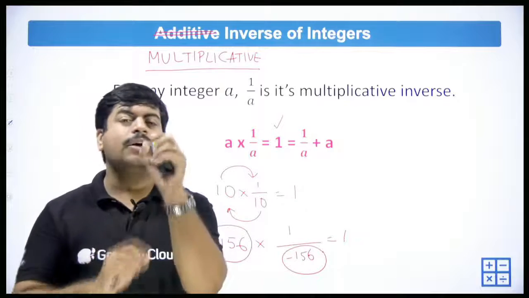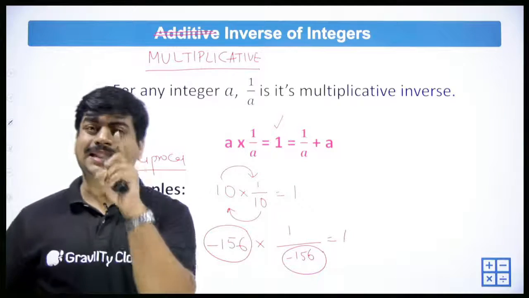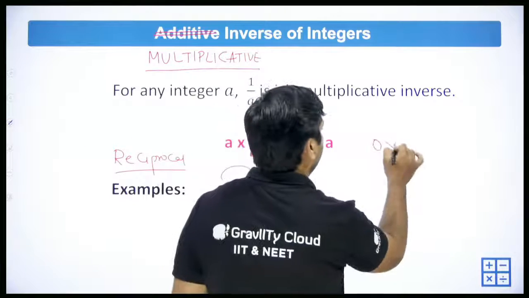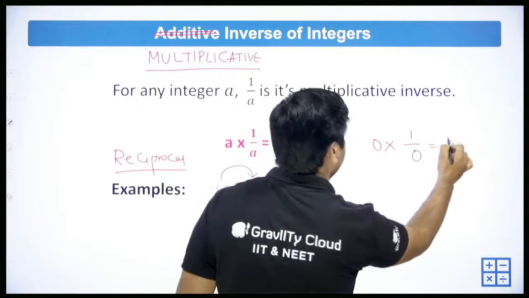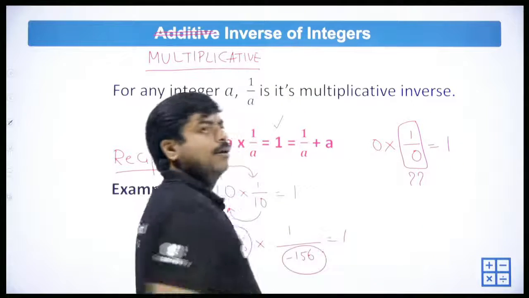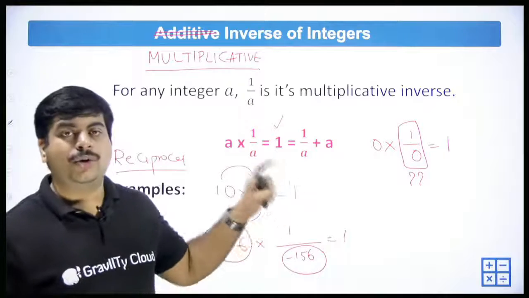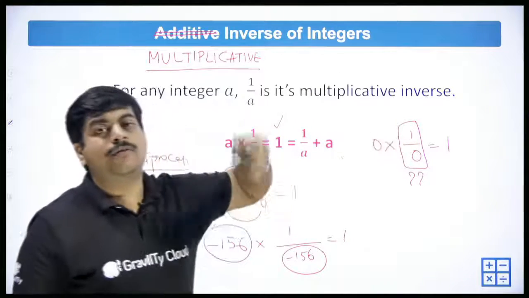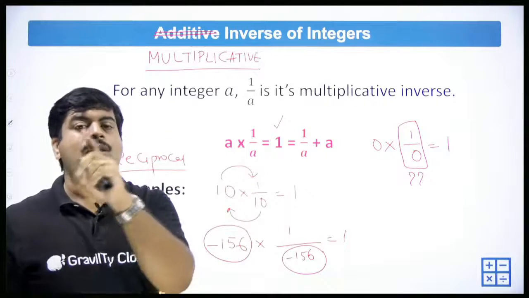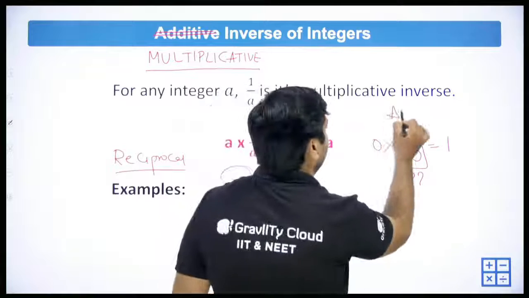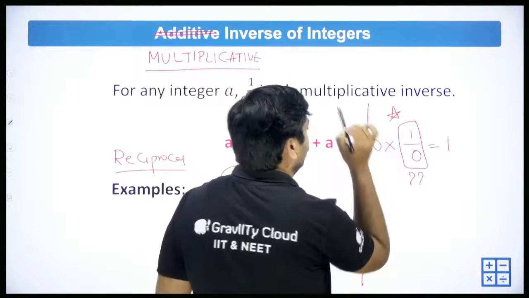But we don't say multiplicative inverse for 0. Do you know why? For the number 0, we need to multiply with 1 by 0 to get the value 1. But is 1 by 0 a defined value? No, 1 by 0 is not a defined value. So a multiplicative inverse will not exist for the number 0. Okay, this is very important. Multiplicative inverse will not exist for the number 0.